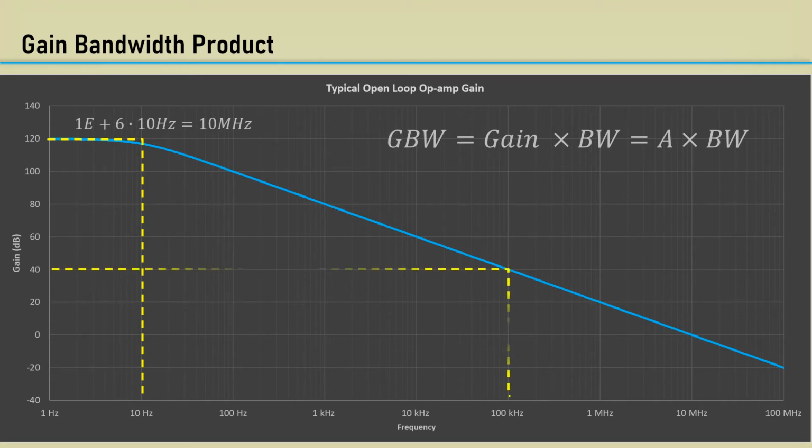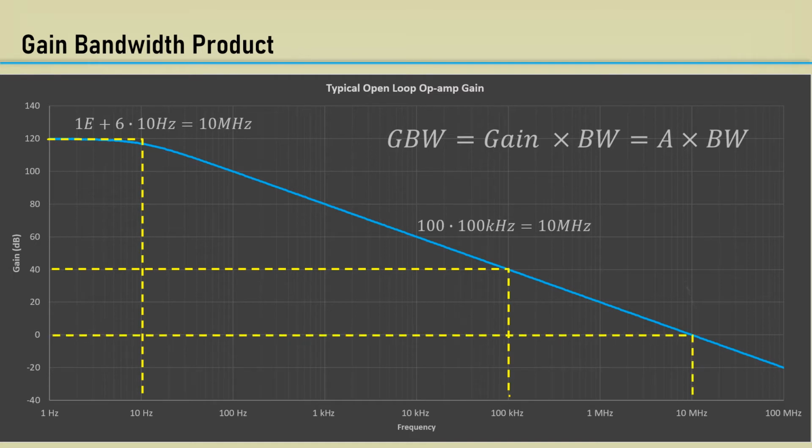Let's say we want to operate with a closed loop gain of 40 dB, or 100 volts per volt. 100 times 100 kilohertz is also 10 megahertz. Since the open loop gain varies widely, there's a more definitive approach to specifying the gain bandwidth product. It's specified at unity gain, or 0 dB, which is also 10 megahertz.